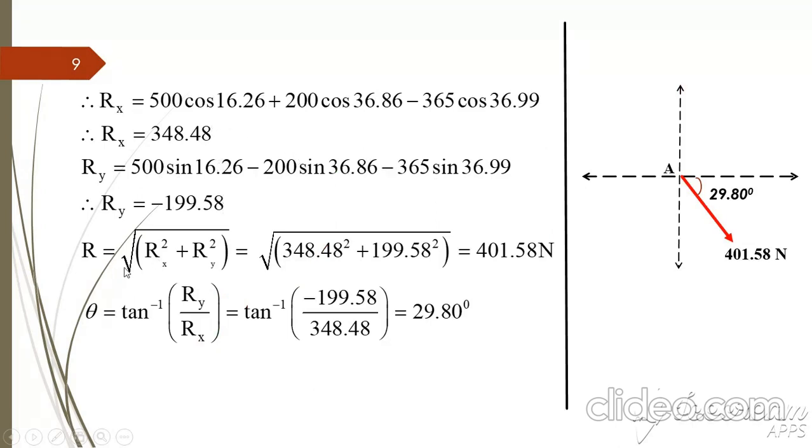So substituting the values in this equation, square root of Rx square plus Ry square, we finally get R as 401.58 Newton, and similarly theta as tan inverse of Ry by Rx. Substituting the values, we get theta as 29.8 degrees. Now for showing the resultant force R, Rx is positive and Ry is negative. So here in quadrant number 4, the x component is positive and the y component is negative. So here the resultant force is shown, R equals 401.58, making an angle of 29.8 degrees with respect to the x-axis.